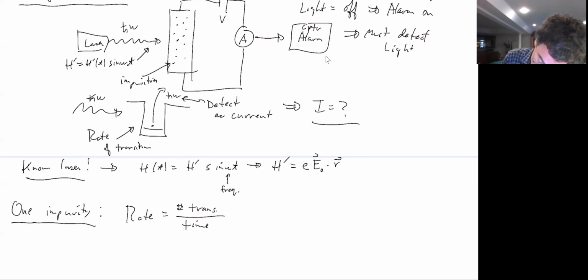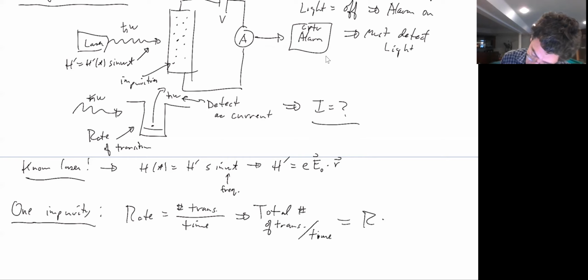And so then I know that the total number of transitions per time is going to be equal to the rate times the total number of impurities. And suppose we know the impurities, because you can buy silicon with a certain number of impurities.